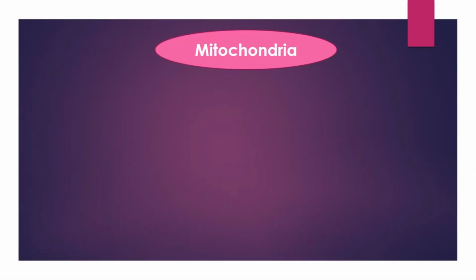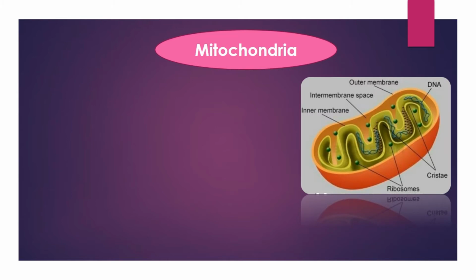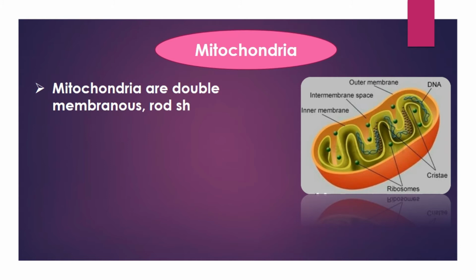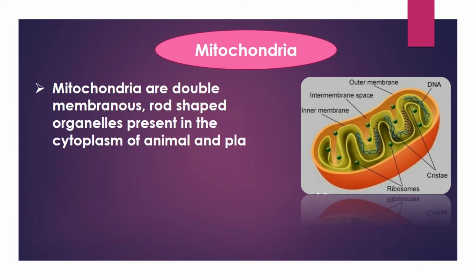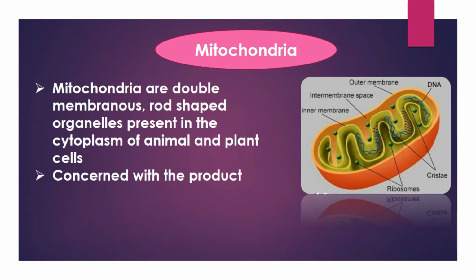Mitochondria. These are organelles present in the cytoplasm of both plant and animal cells. Mitochondria are double membranous structures. They are usually spherical or rod shaped. Mitochondria are present in the cytoplasm of animal and plant cells. These organelles are concerned with the production of energy in the form of ATP.